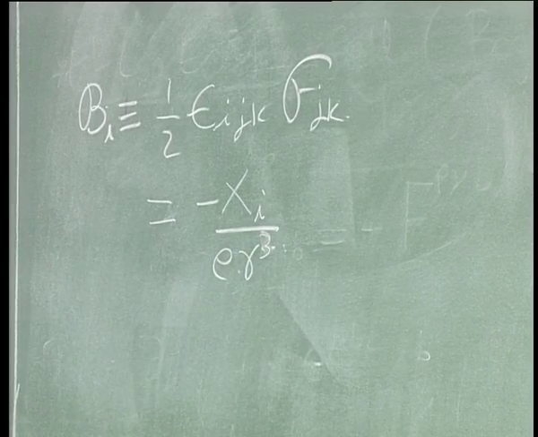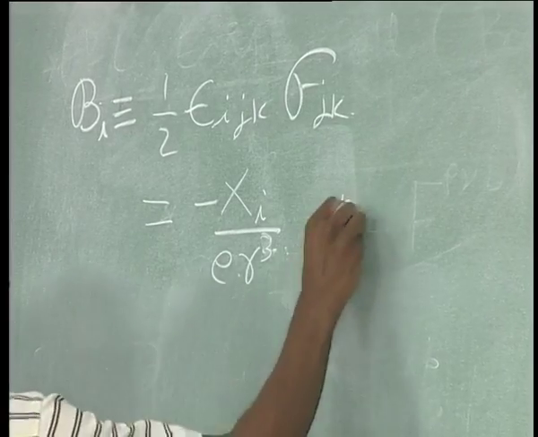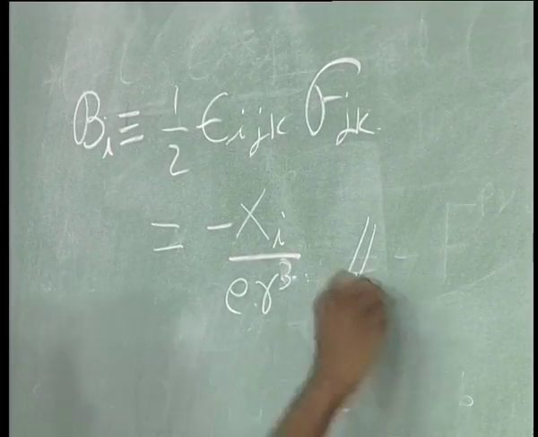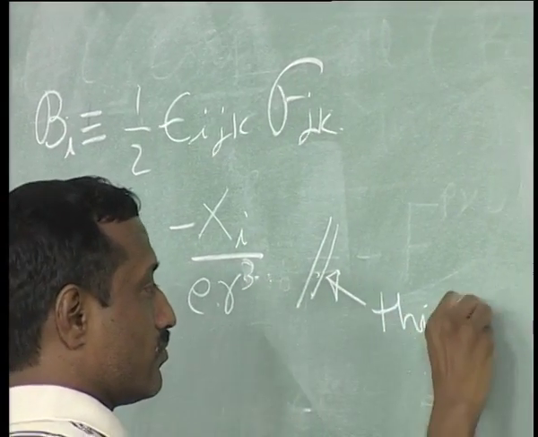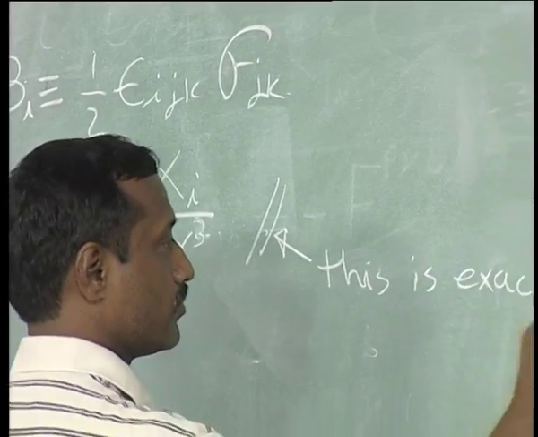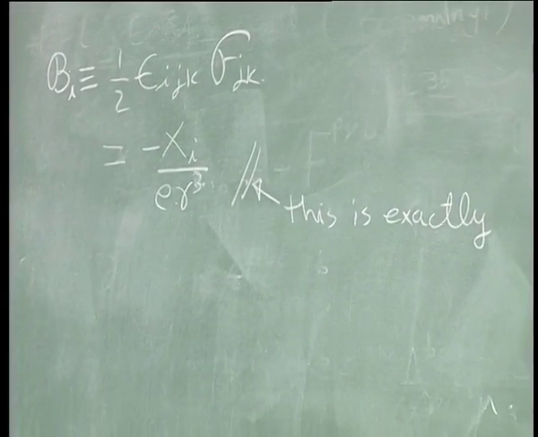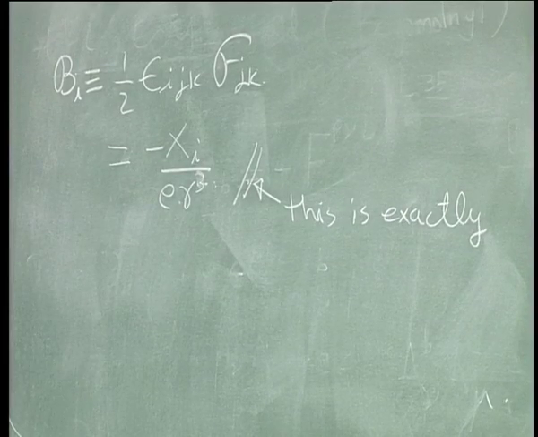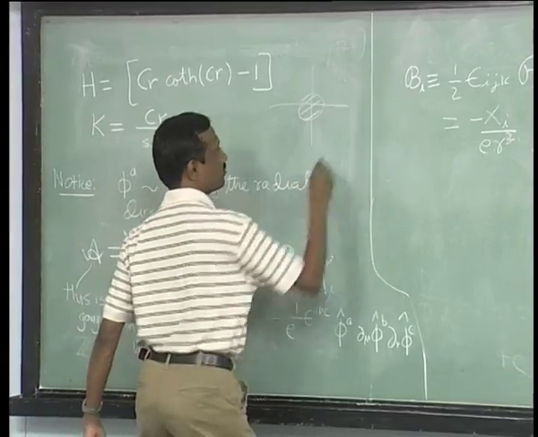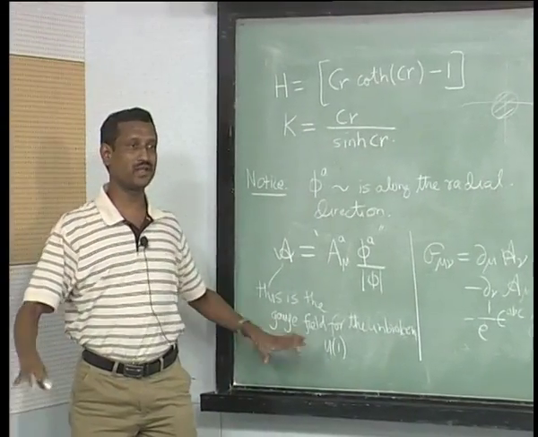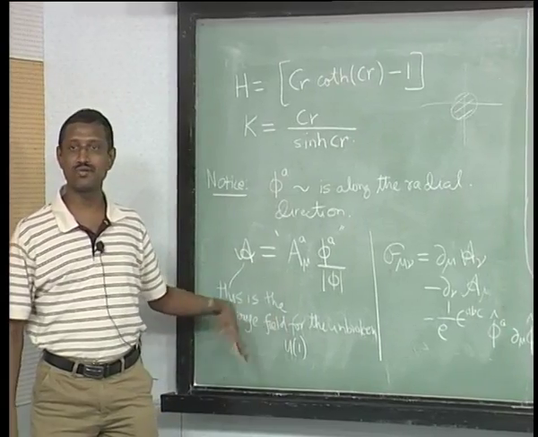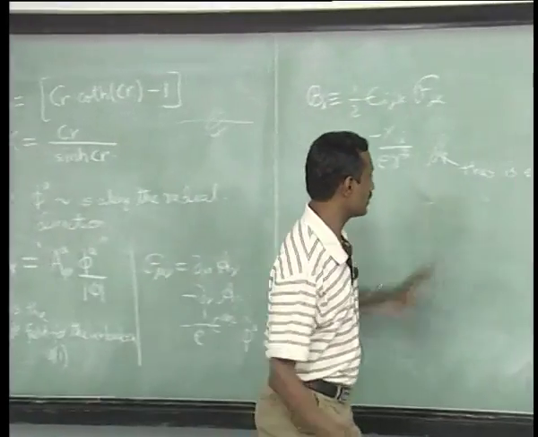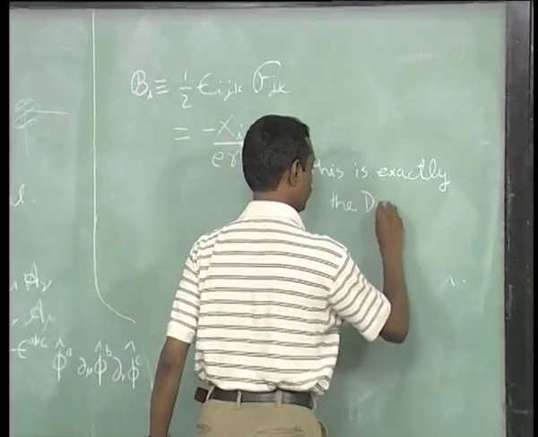Okay. So this is exactly what we wrote for a Dirac monopole. And remember this is being computed outside, in the region where all these definitions make sense, the region where the SO3 is broken to U1 and all the others become massive. So this is exactly the Dirac monopole.